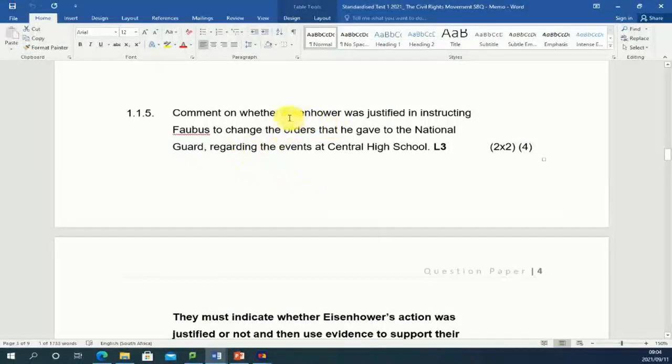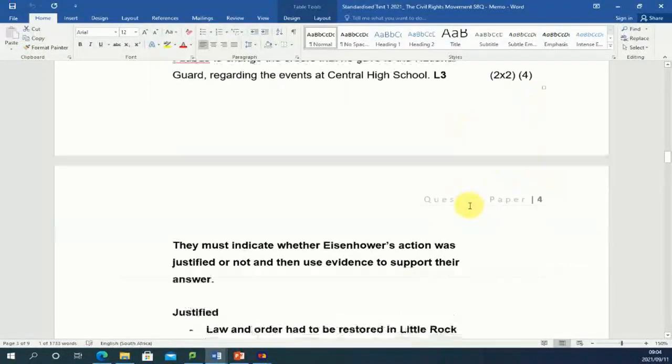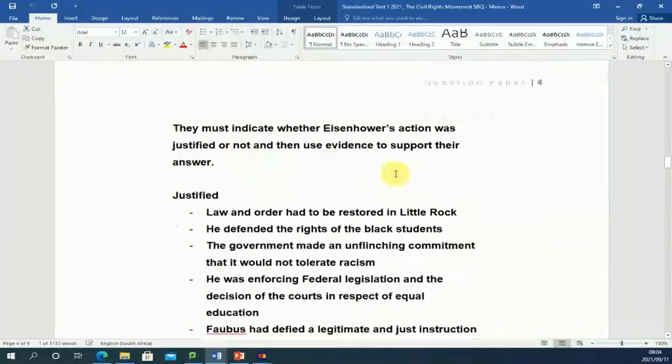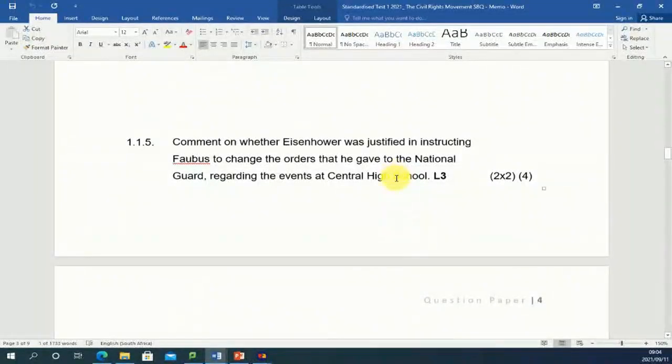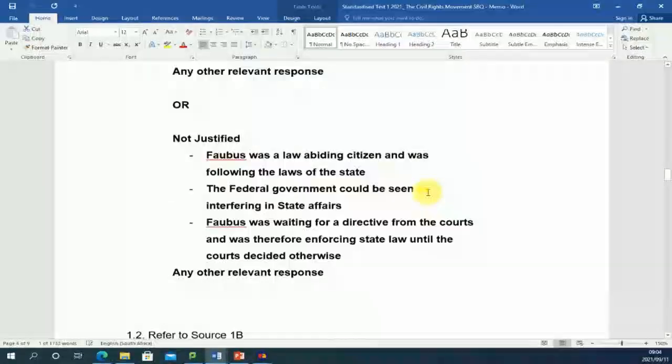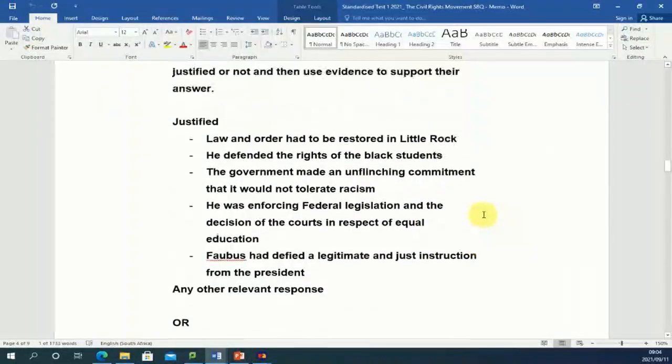Comment on whether Eisenhower was justified in instructing Forbes to change the orders that he gave to the National Guard regarding the events at Central High School. Okay? Was he justified? So here we need to analyze, evaluate, interpret. Okay? And this is then a level 3 question. So we're looking for 2 detailed pieces of information. So you need to first evaluate whether he was justified or not justified. And when you look at my memo, you will see that I look at both sides.